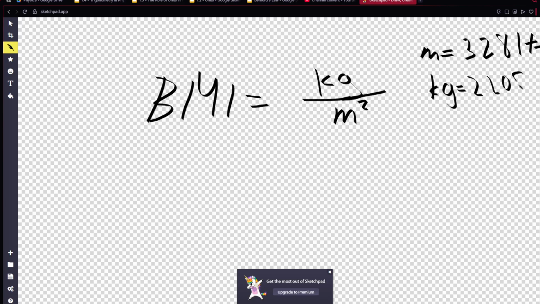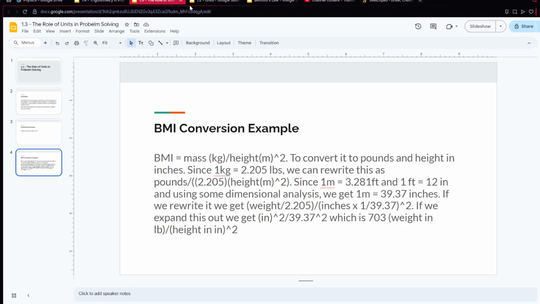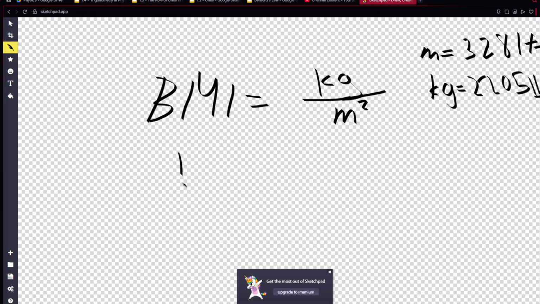Okay, let's do some math. So if we want to get it into pounds divided by inches squared, what should we do first? Now, let's use some dimensional analysis here. So what we're going to do is find the kg to pound conversion factor. So if we have a pound and we want to convert it to kg, it's quite simple. You just divide by 2.205 because that's how many pounds are in 1 kilogram.